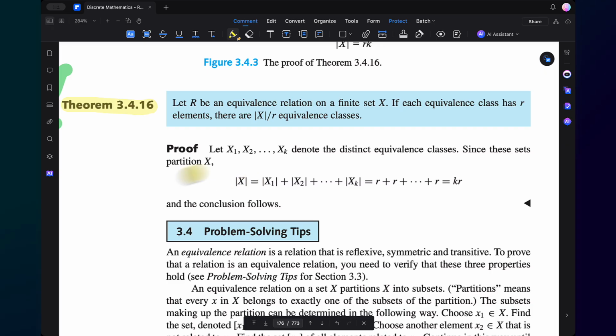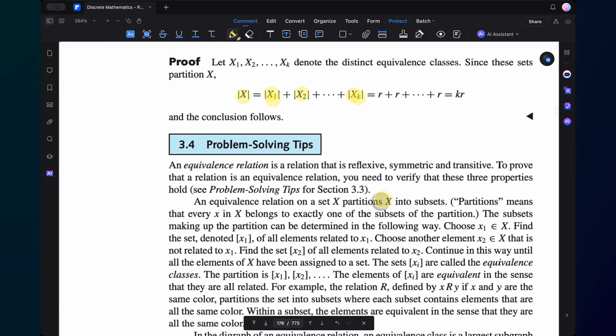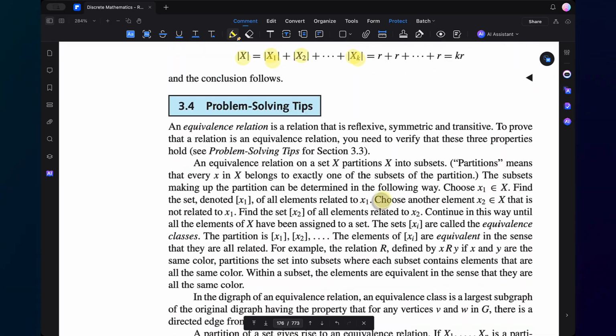Let's let X1, X2, up to Xk denote the distinct equivalence classes. Since these sets partition X, in other words, chop it up into mutually disjoint sets, you have the size of X is equal to the size of X1 plus the size of X2, all the way down to the size of Xk. But we're given as our hypothesis that there are r elements in each equivalence class, so that'd be r plus r plus r, so that'd be k times r. And if you divide that equation by r, you get k, and that's the number of equivalence classes. So that should be enough for you to do all these problems in 3.4.